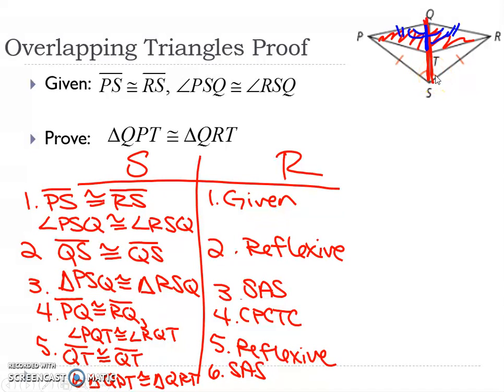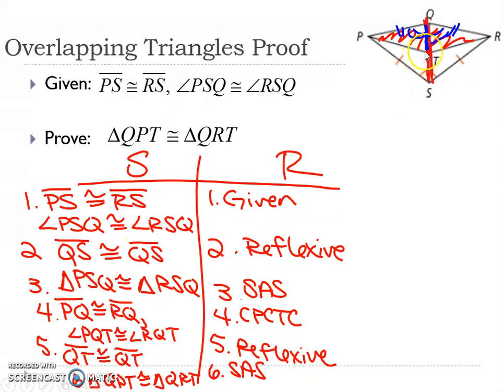We want to prove the triangle QPT is congruent to triangle QRT, the one on top right here. We want to prove that these two are congruent. So we're going to write the given.